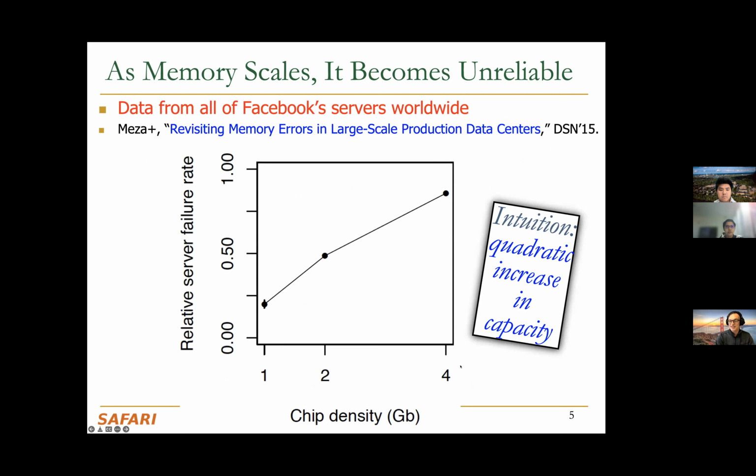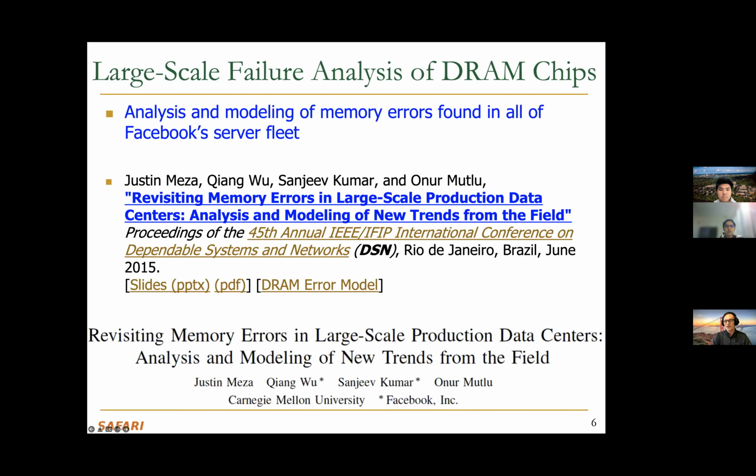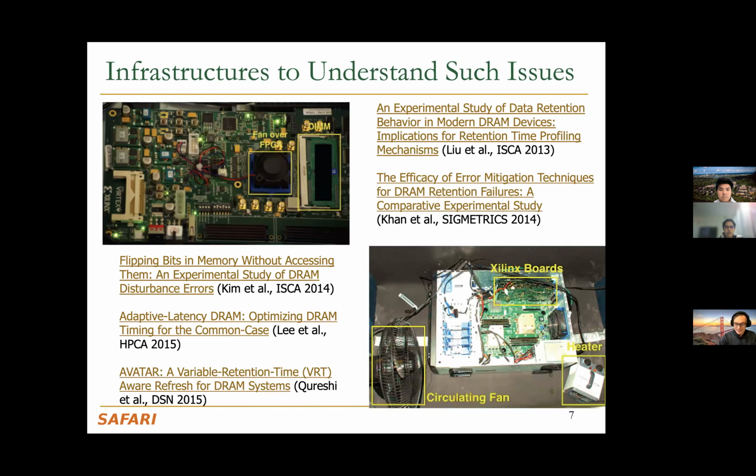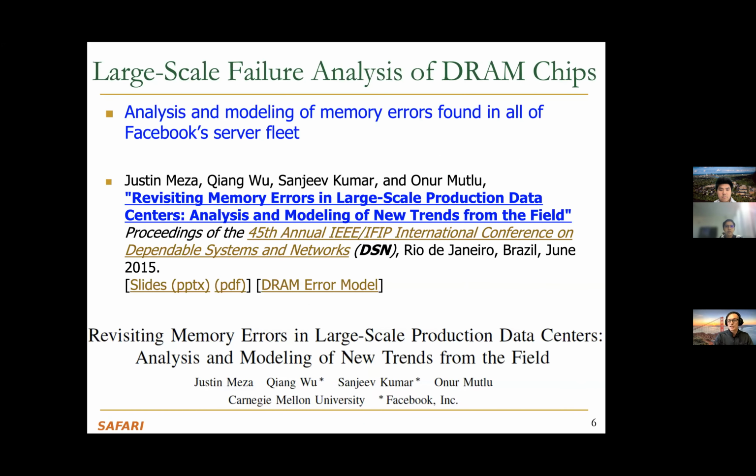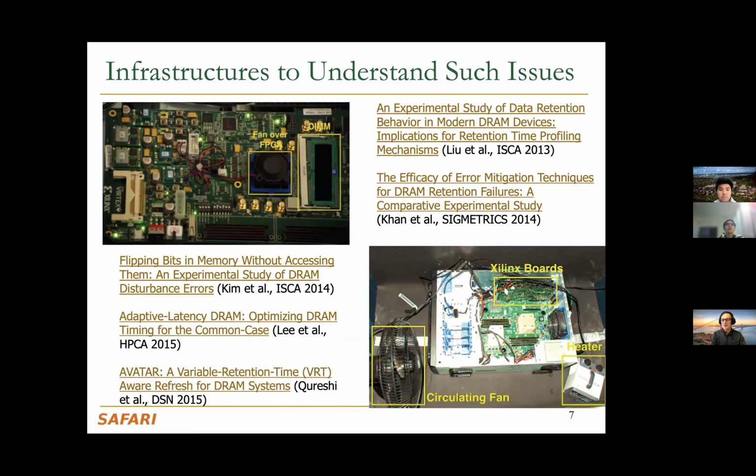As the chip density that's employed in a data center increases, you get higher server failure rates because chips are more vulnerable to reliability issues. And if you're interested, there's a lot of data in the field. But we really wanted to understand these reliability problems by doing small-scale experiments using FPGAs. And that's why we built some infrastructures that look like this.